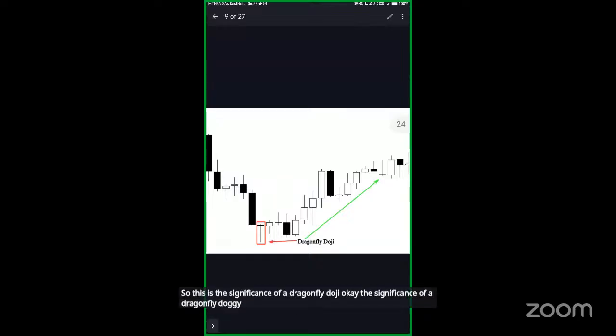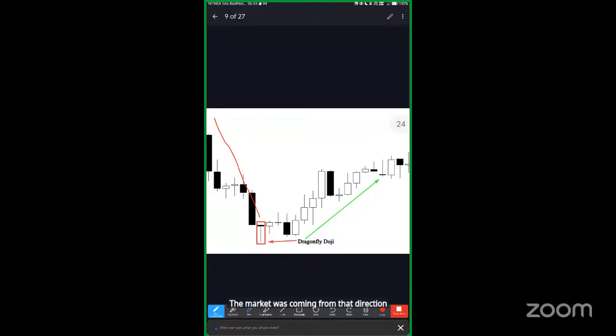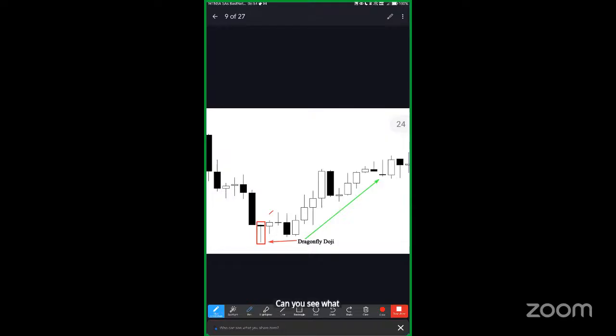Here, you may find that sometimes it will be looking like this. Look at here. The market was coming from that direction, so it has reached the oversold region around the support area. It was indeed a downtrend. The previous trend was a downtrend, and you can see the development of dojis, specifically the dragonfly doji. So when this has happened, you can see that there is some reaction in the market. Can you see what type of candles are forming around here?